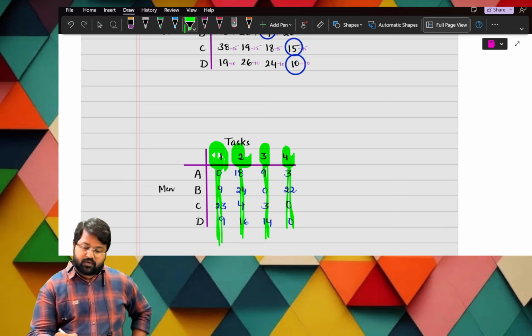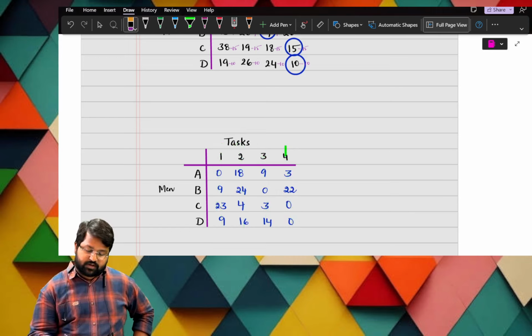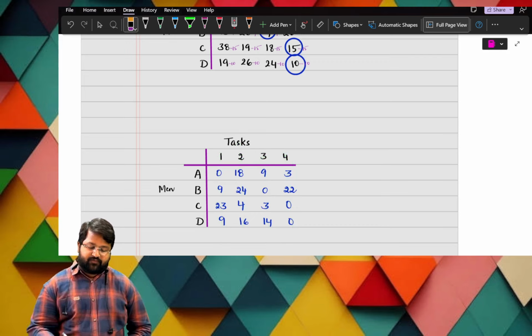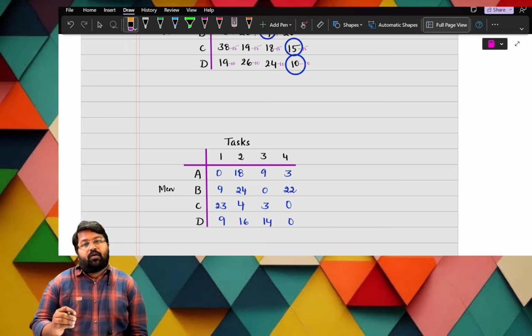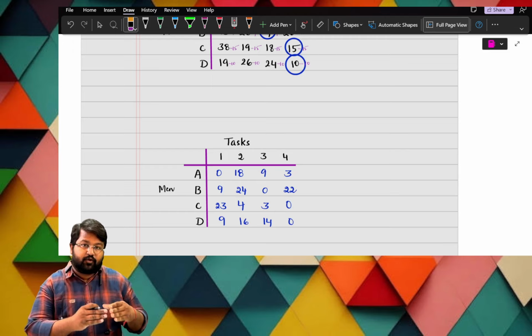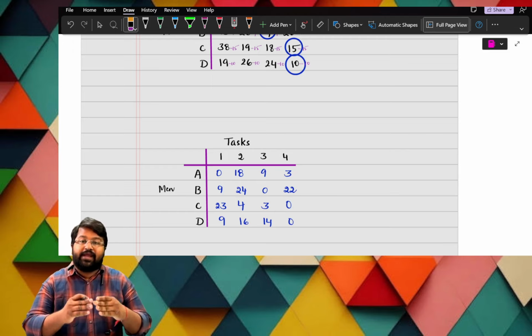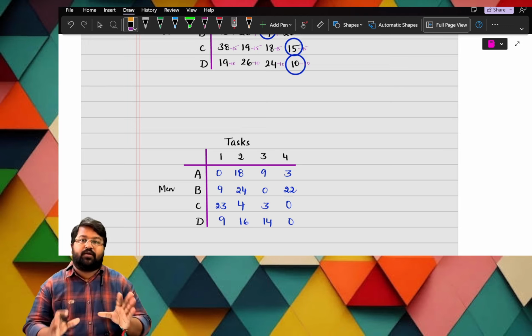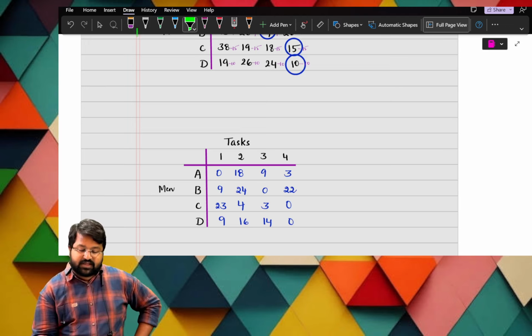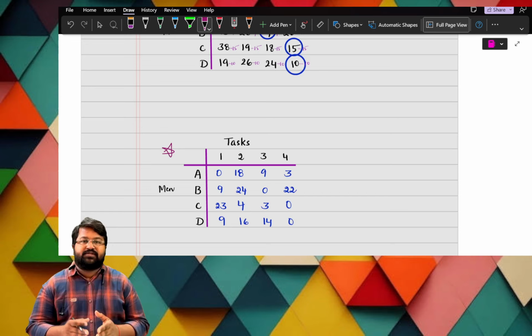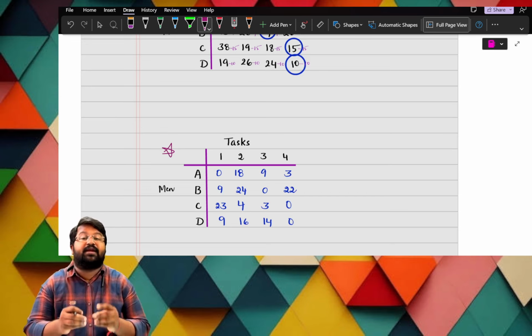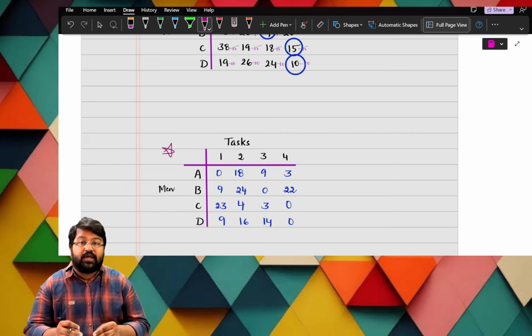Now I will erase these things to avoid any further confusion. I have done the row operation. Whatever end matrix is obtained from the row operation will be the main part for my column operation. I will start with that. This is the result of my row operation, the end result. This will be the starting point for my column operation. That is step 2.